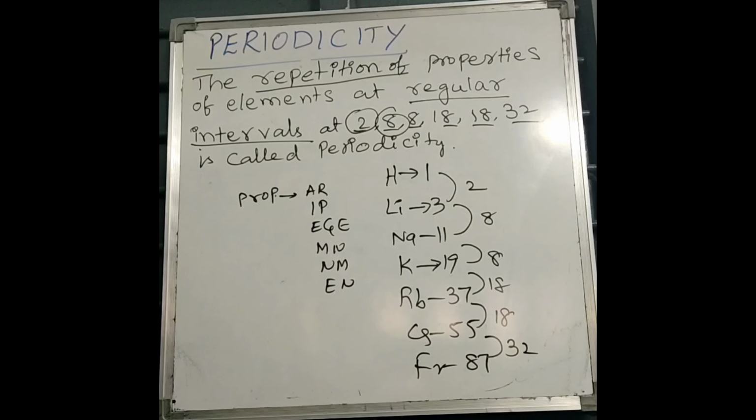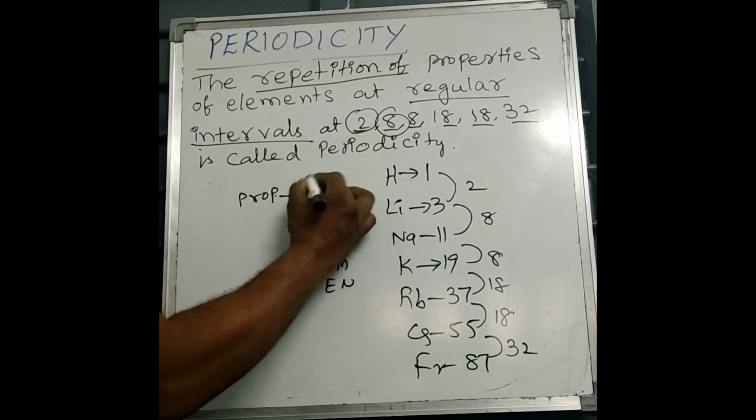So like this, in any group, there is a similarity in properties, there is a regularity in properties, there is a repetition in properties. So this one is known as periodicity. Periodicity means it is the repetition of properties of elements at regular intervals at 2, 8, 8, 18, 18, 32. That is known as what? Periodicity. So the periodic properties, one by one we will discuss.